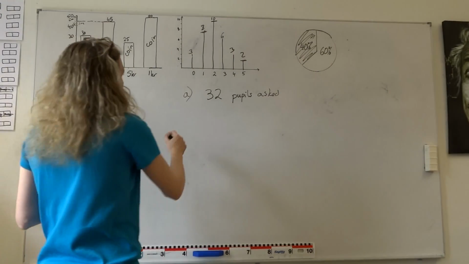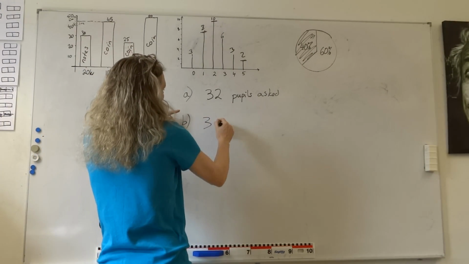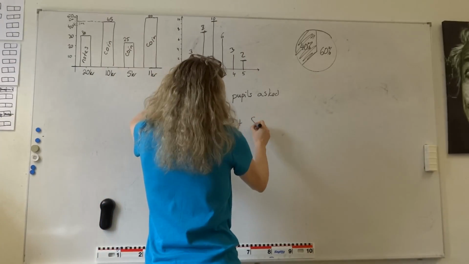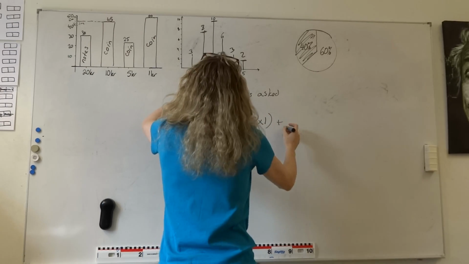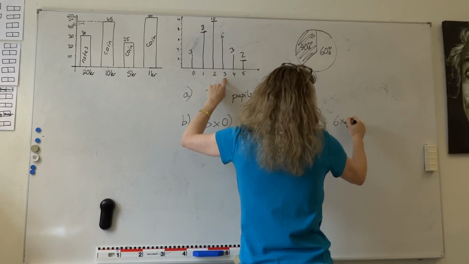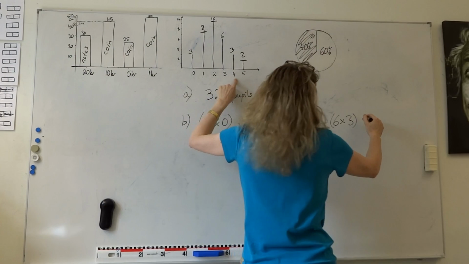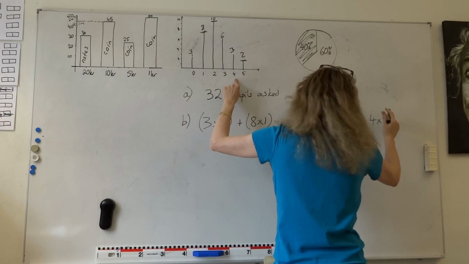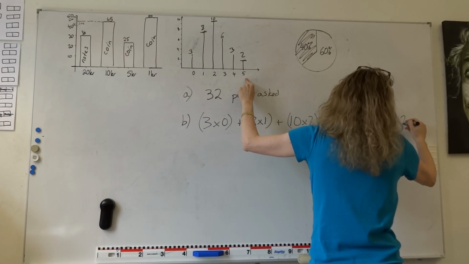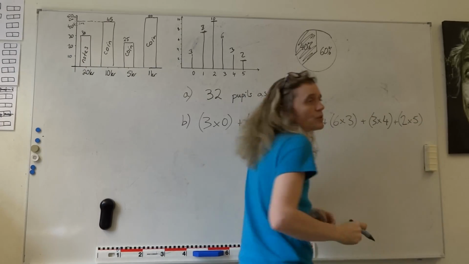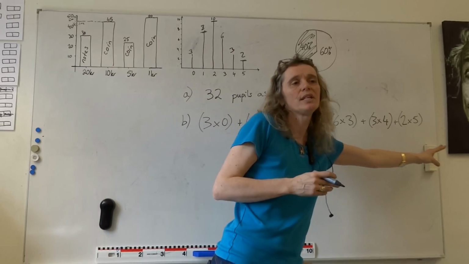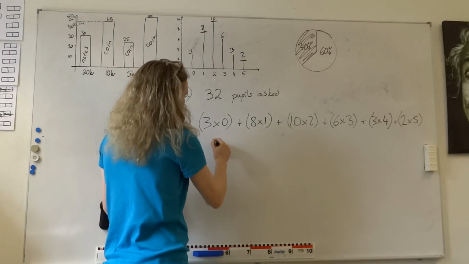Then it says, how many hours did the pupils sit in front of the computer every day? So the total number of hours. Well, we had 3 people that sat 0 hours. So of course that's going to be 0. Plus 8 people that sat 1 hour. Plus 10 people that sat 2 hours. Plus 6 people that sat 3 hours. Plus 3 people that sat 4 hours. And plus 2 people that sat 5 hours. So to get the total number of hours that these pupils were sitting in front of the computer, we just add all of these up. So we can ignore that one.